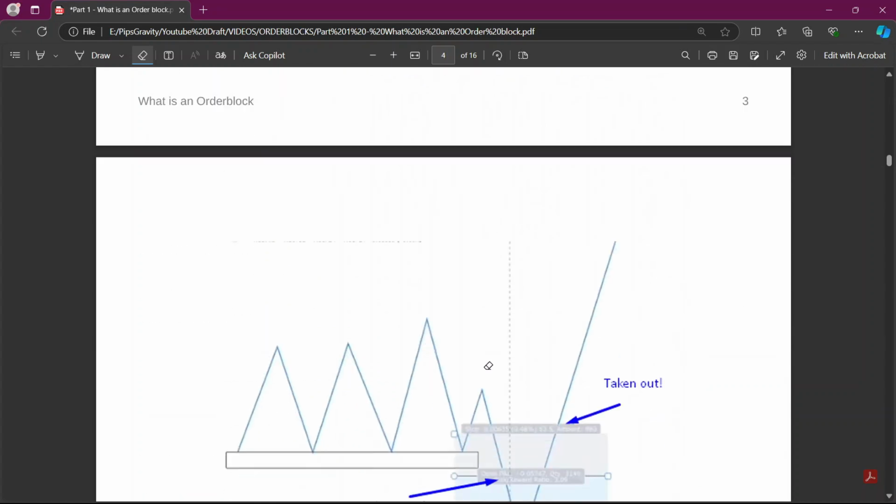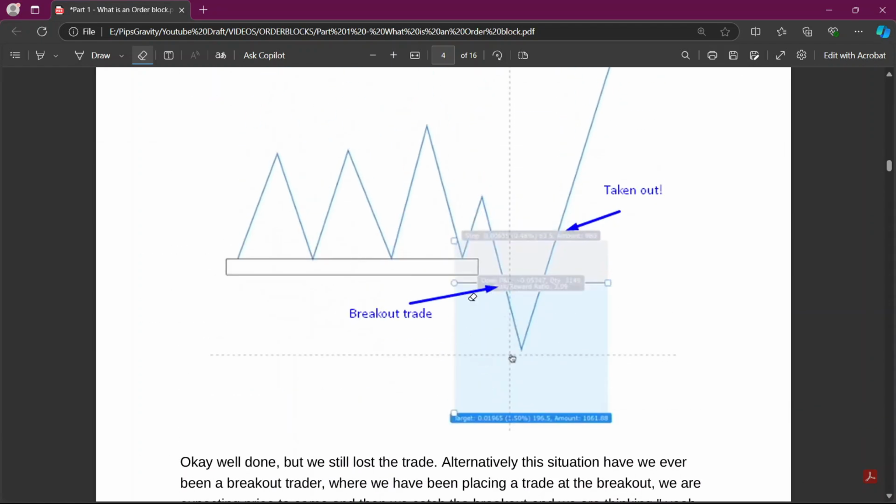So we think maybe we're in the wrong direction of the market. Then after seeing that maybe we're in the wrong direction of the market, we think that, okay, this is a breakout now. Wait for the breakout, so we go for an entry for the breakout. Then what happens? Again, the breakout trade gets taken out.